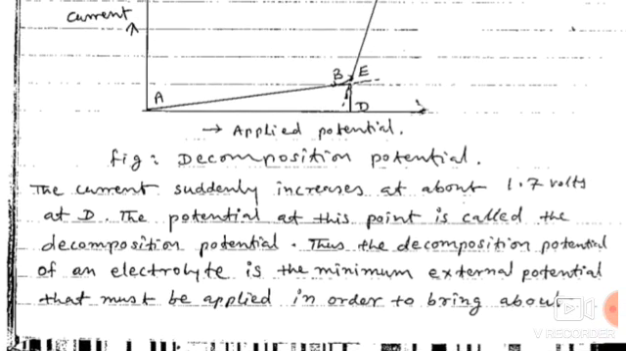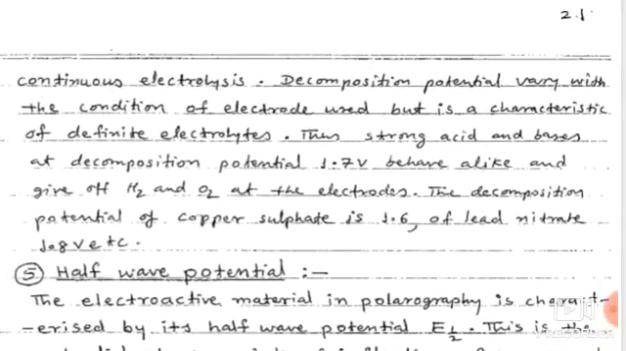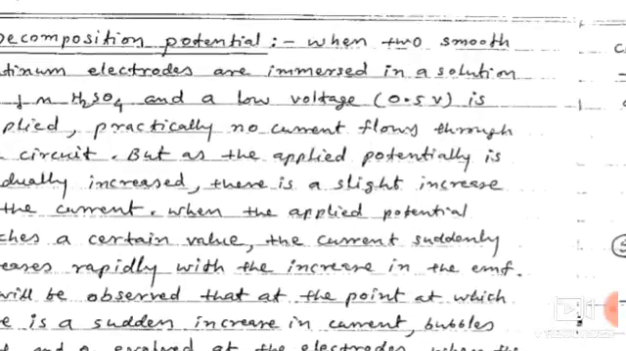The potential at which this point is reached is called the decomposition potential, and thus the decomposition potential of an electrolyte is the maximum external potential that must be applied in order to bring about continuous electrolysis. So what is the decomposition potential?